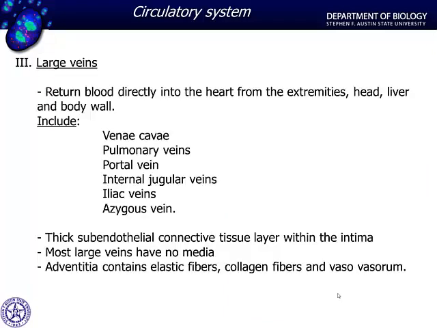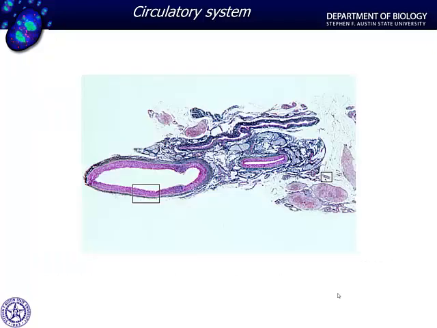Now, the large veins, these are going to be the ones that are directly removing blood from the extremities, head, liver, body wall, and bringing it back to the heart. So these are going to be some of our named ones: the vena cava, pulmonary veins, the portal vein, internal jugular, iliac, azygous veins. And with these large veins, we're going to have a very thick subendothelial connective tissue. Adventitia is going to be very, very thick, elastic fibers, collagen, very large number of vasa vasorum. And of course, these are going to be the largest diameter veins that we'll see in the body.